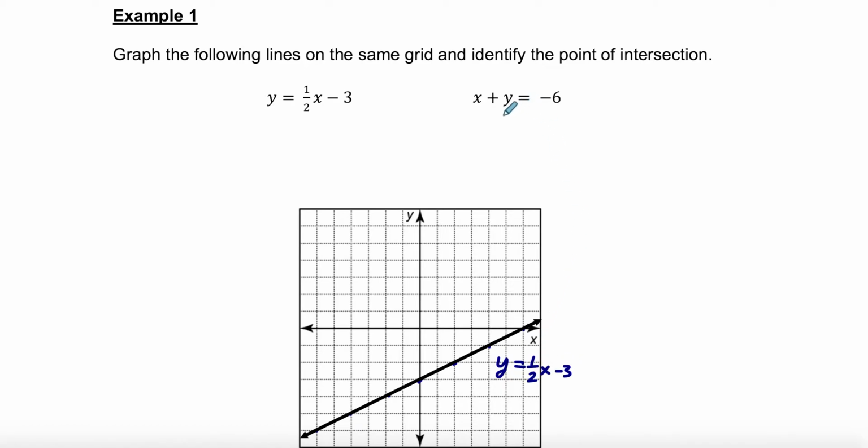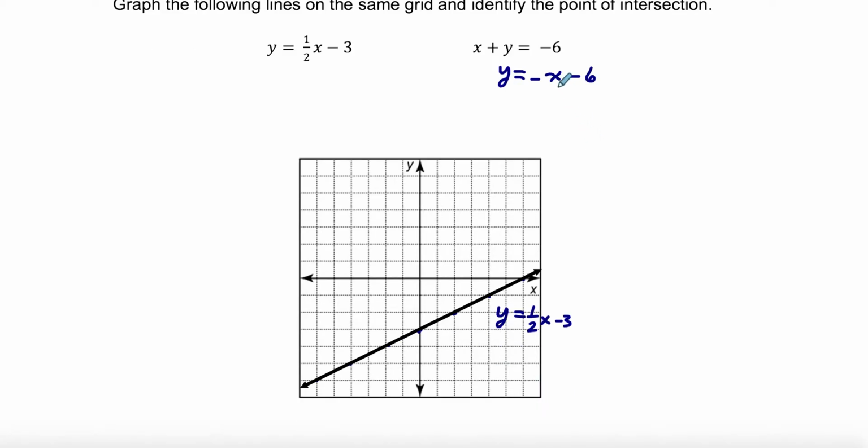The other equation, when you look at this, it's not really in standard form. It's just in this other form where we have x plus y equals -6. So I would rather see that in y equals mx plus b form. My y-intercept is -6, so 1, 2, 3, 4, 5, 6. And then the slope, remember that there is a slope in there. It's -1 over 1. So that means from -6, I would go down 1 and to the right 1. There's a line in y equals -x minus 6.